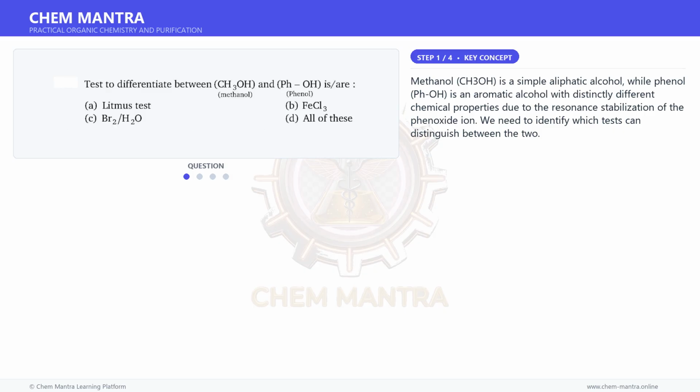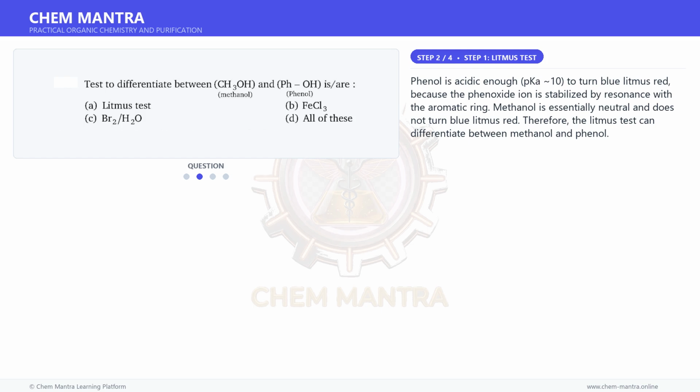Methanol, CH3OH, is a simple aliphatic alcohol, while phenol, C6H5OH, is an aromatic alcohol with distinctly different chemical properties due to the resonance stabilization of the phenoxide ion. We need to identify which tests can distinguish between the two.